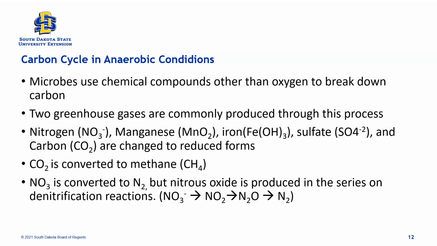So essentially, carbon dioxide is converted to methane. This only happens in very anaerobic conditions, but that is one way methane is produced, where CO2 is reduced to methane. And nitrogen in the whole chemical reaction is generally converted to nitrogen gas. However, it goes through a cycle where it's reduced from a +5 to a +3 to +1 to 0 charge. And sometimes nitrous oxide can be released in this chemical reaction series.